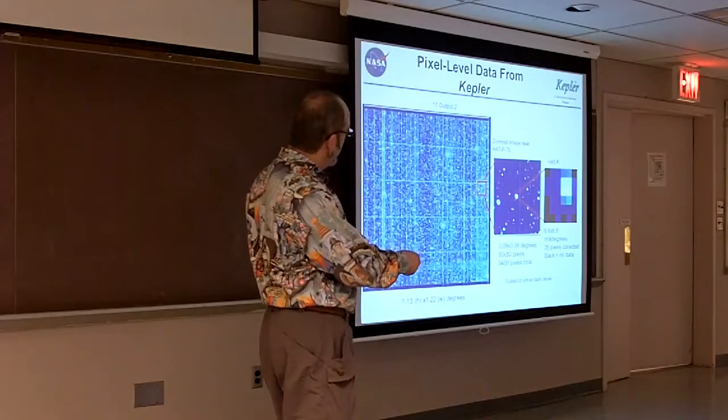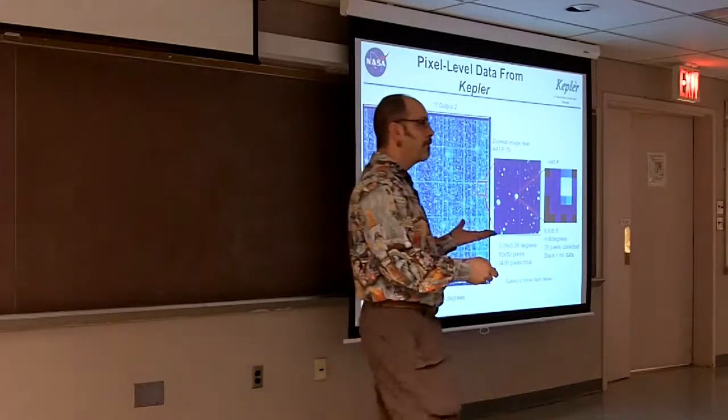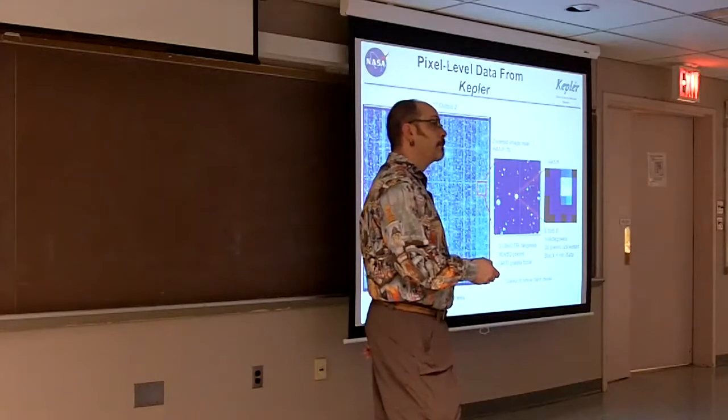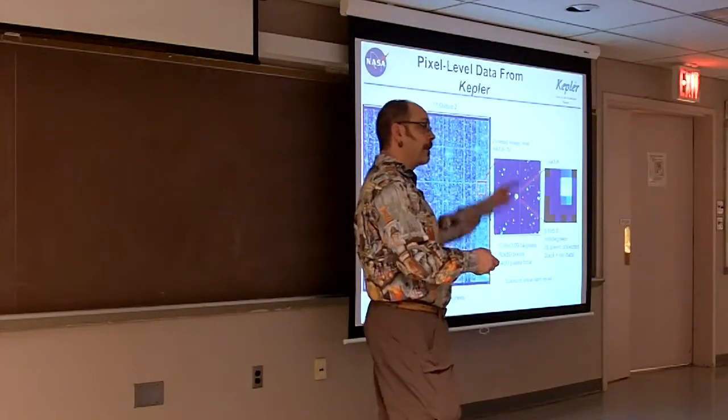Okay, so we only store about 5% of the data. 6 million. Yes. But now jitter is important because you're summing pixels. I'll talk about that a little later.